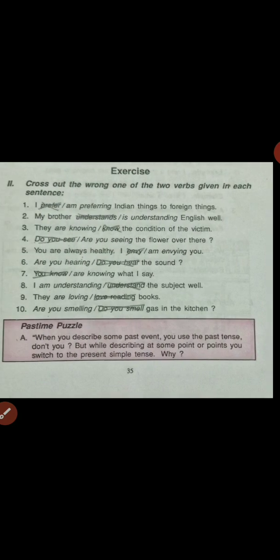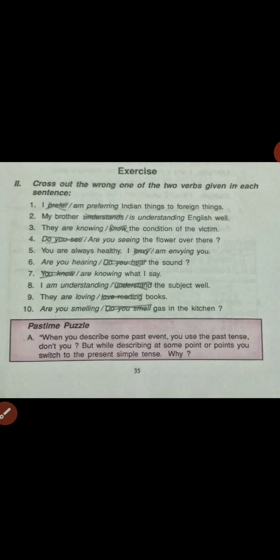Then see the next exercise on page number 35. Cross out the wrong one of the two verbs given in each sentence. Okay, here two verbs are given. You have to cross out the wrong one. In first sentence, "am preferring" is the wrong one. So cross it out. The correct answer is, I prefer Indian things to foreign things.